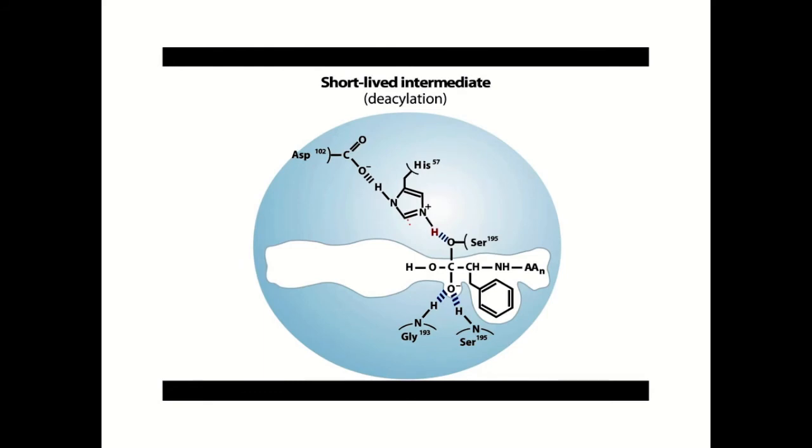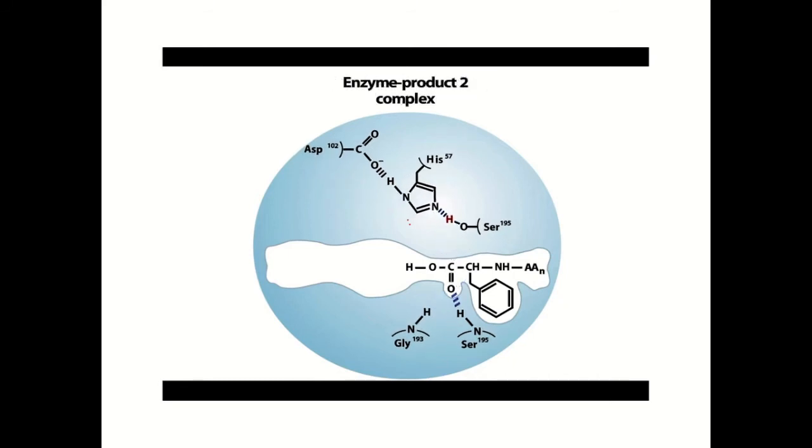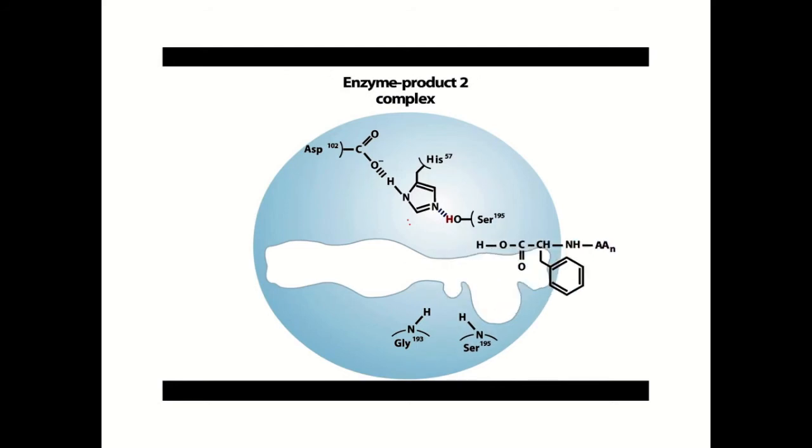And now we have a new tetrahedral intermediate, which then collapses, removing the substrate from the enzyme, and now it's free to leave.